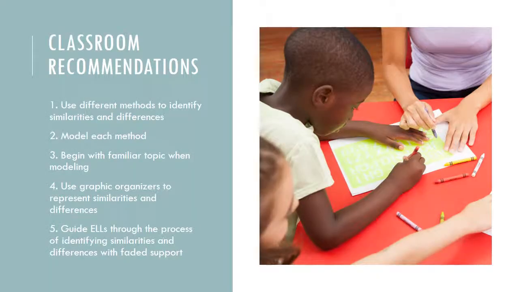Here are some examples of strategies for identifying similarity and differences that can be adapted to each stage of language acquisition. One strategy is to use different methods to identify similarities and differences. Another is model each method. Begin with familiar topic when modeling. Use graphic organizers to represent similarities and differences. And guide ELLs through the process of identifying similarities and differences with faded support.